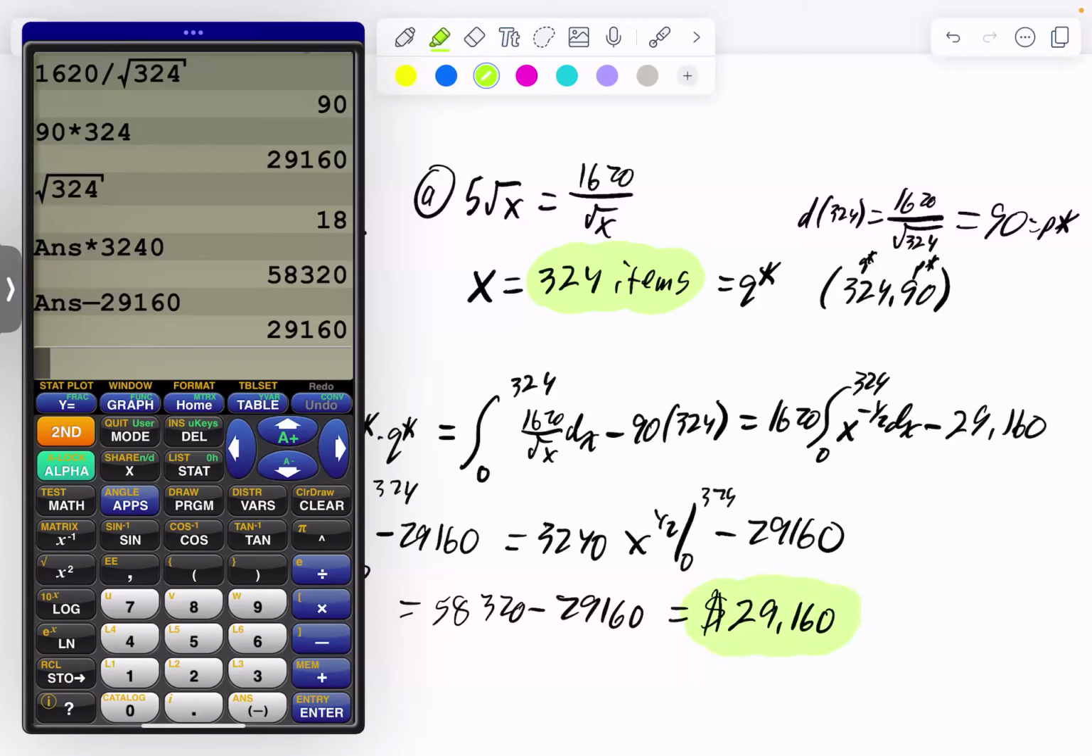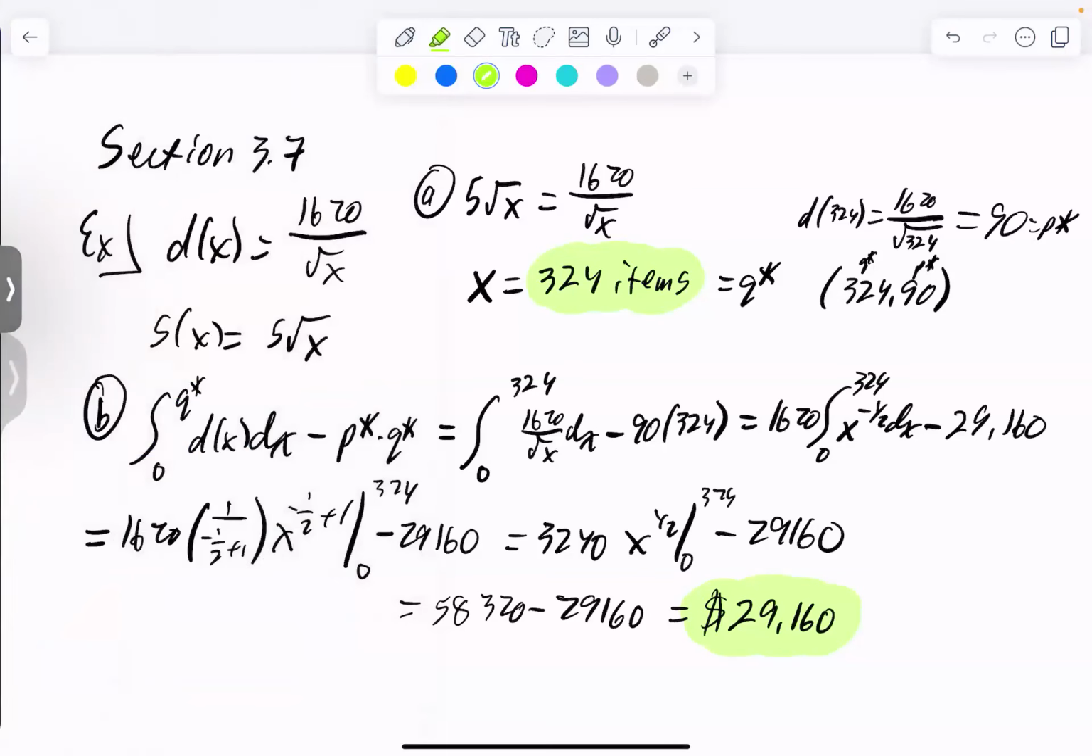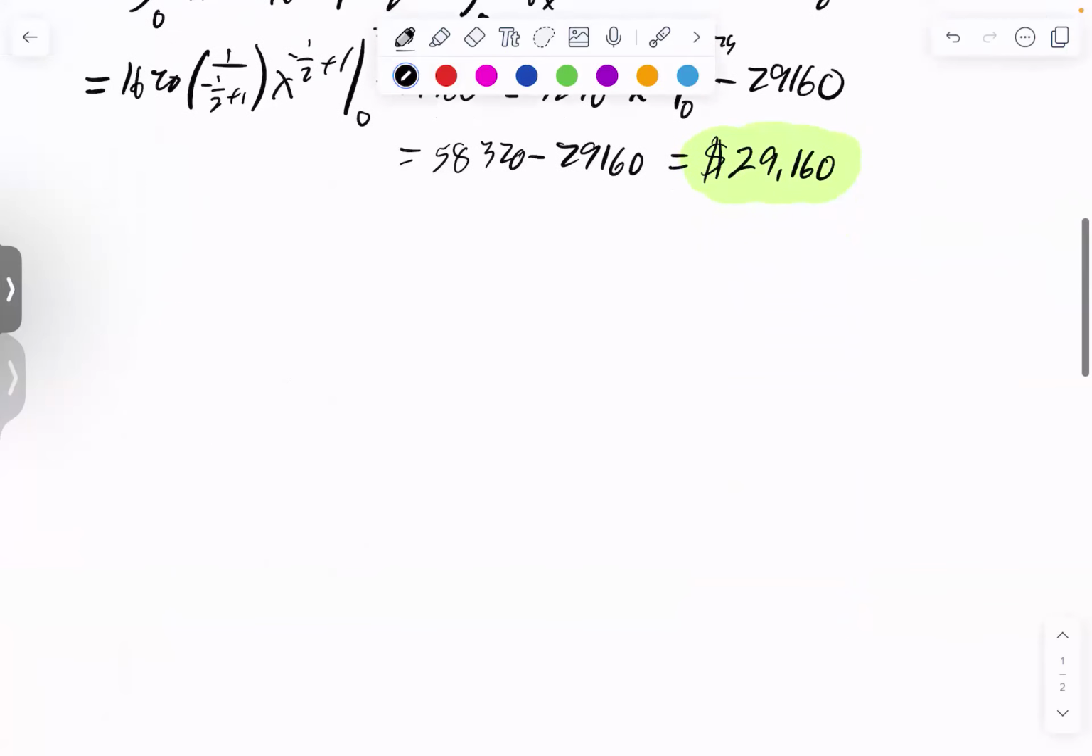And that is our equilibrium quantity. I'm sorry, our consumer surplus at equilibrium. Kind of cool. So there is me optimizing my business. Let's move on to the next example.